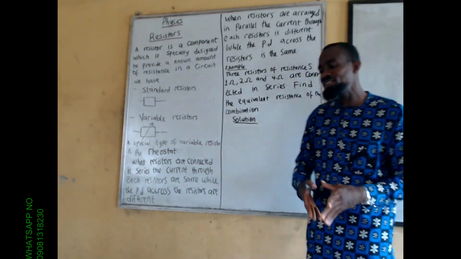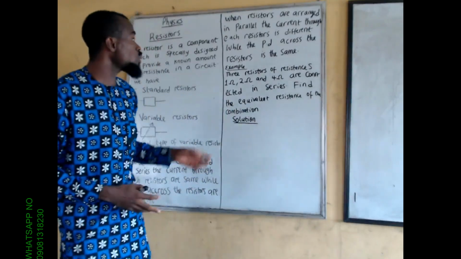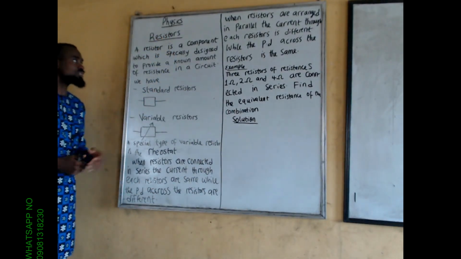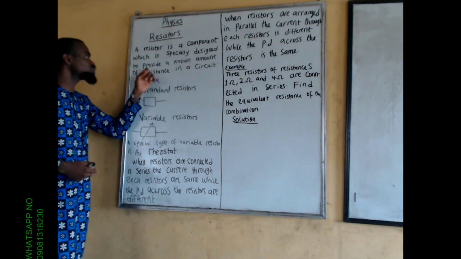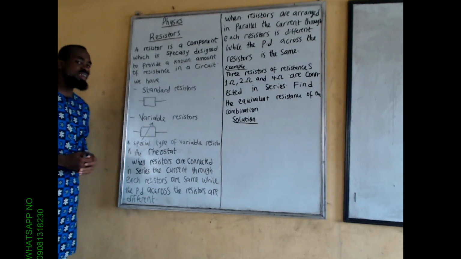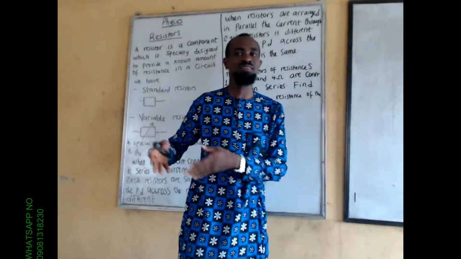A component specially designed to provide an amount of resistance is what we call a resistor. A resistor is a component which is specially designed to provide a known amount of resistance in a circuit. So there is a difference between resistance and resistor.